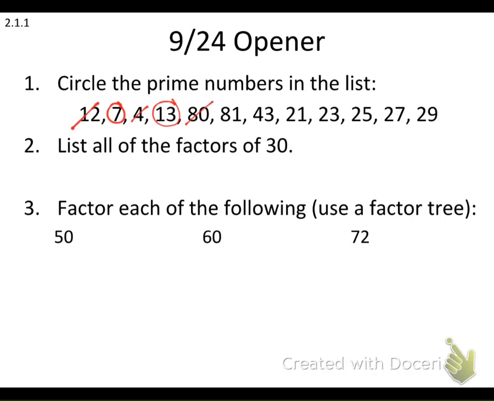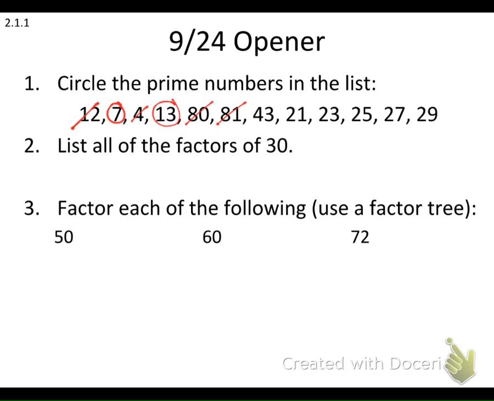Okay? What about 81? Is it going to be prime or composite? How many factors does 81 have? You got 9 times 9, so 9, 1 and 81. So we automatically know that 81 is not a prime number.